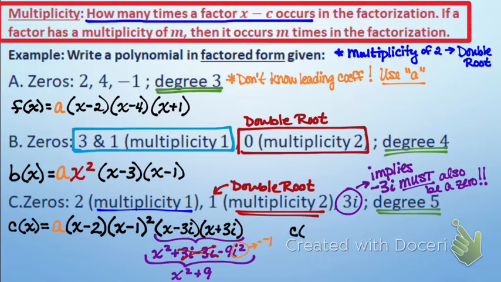So my polynomial here in factored form, c of x is equal to a times x minus 2 times x minus 1 squared times x squared plus 9. I want to stop here for just a moment before I circle it and call it done and make sure that it meets all the criteria that we've been talking about so far. Starting with, are we degree 5?